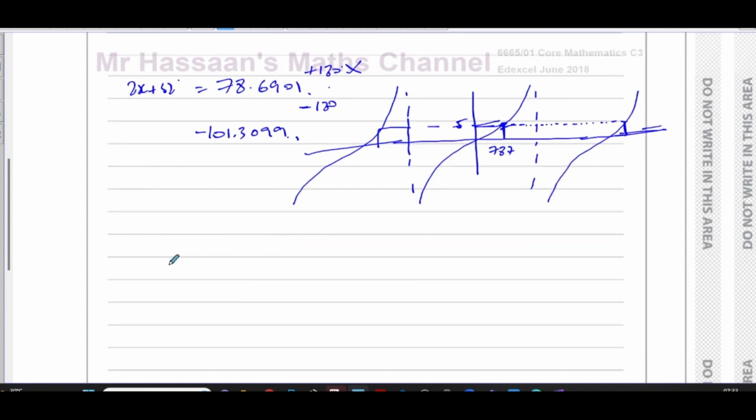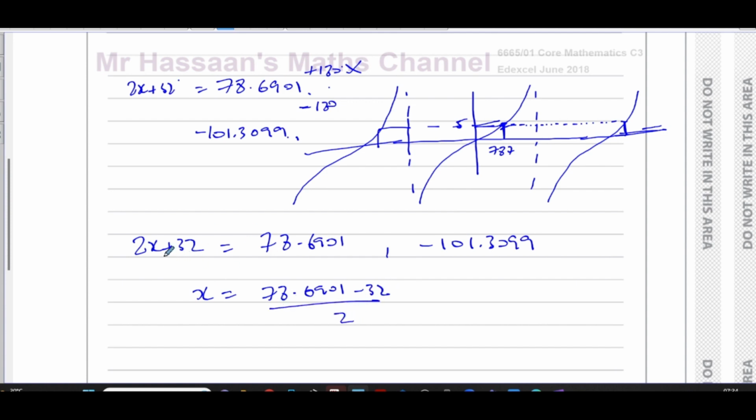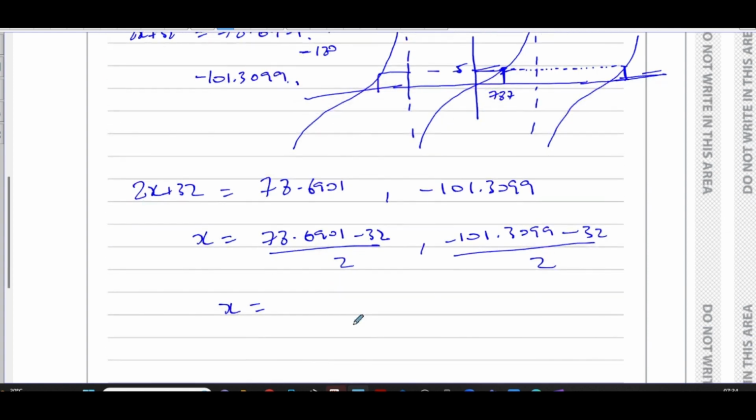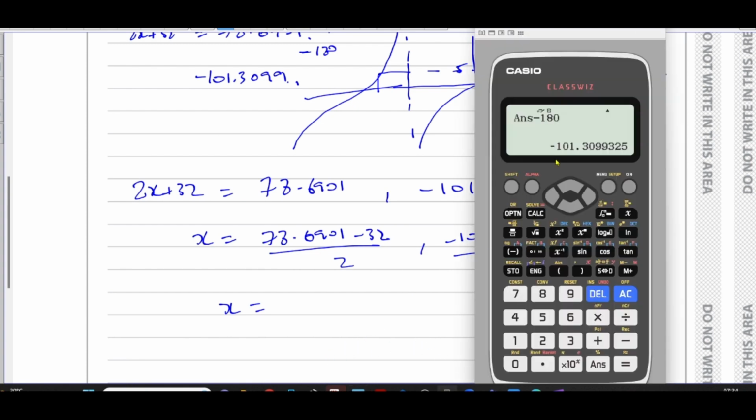Now I'm going to find what x is. So I have 2x plus 32 is equal to 78.6901 and also minus 101.3099. So I've caught all the angles in our range. Now, to find x, you have to subtract 32 and divide by 2 for both of these angles. That will give me my values of x, which should be in our actual range between minus 90 and plus 90.